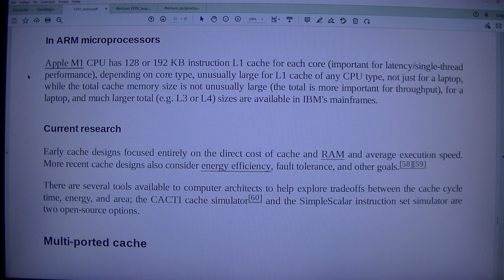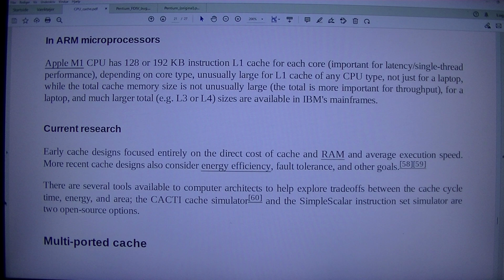In ARM microprocessors, the Apple M1 CPU has 128 or 192 kilobytes of instruction L1 cache for each core, important for latency and single-thread performance, depending on core type, unusually large for L1 cache of any CPU type, not just for a laptop. While the total cache memory size is not unusually large, the total is more important for throughput, for a laptop, and much larger total, for example L3 or L4, sizes are available in IBM's mainframes.